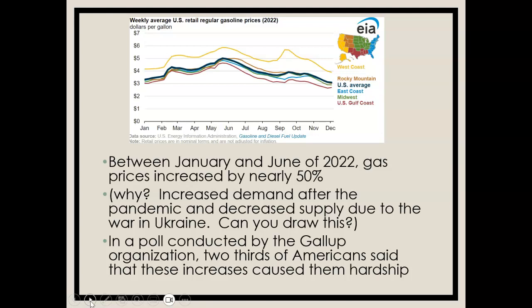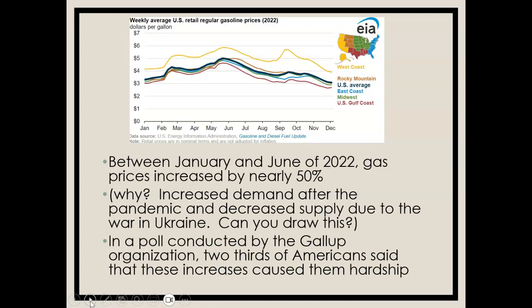Between January and June of 2022, gas prices increased by nearly 50%. If you look at the table or the chart up at the top there, most places outside the West Coast, the gallon of gasoline in January of 2022 was about $3. By June, it was up to about $5. And on the West Coast, it was up to almost $6.